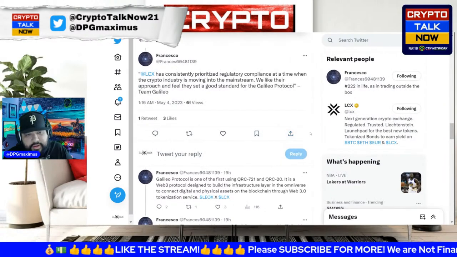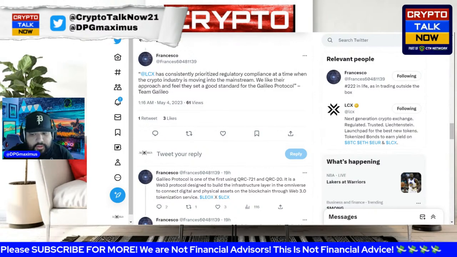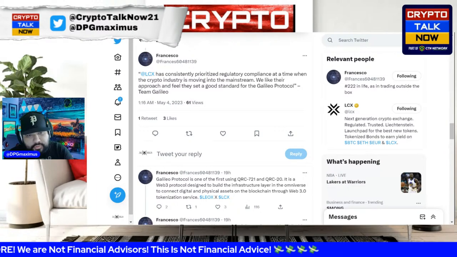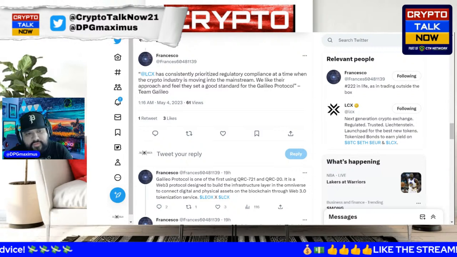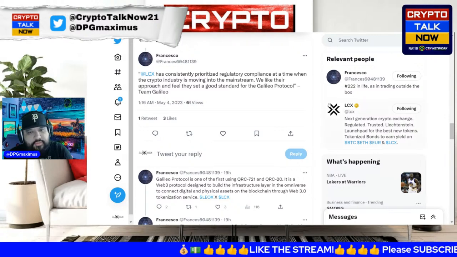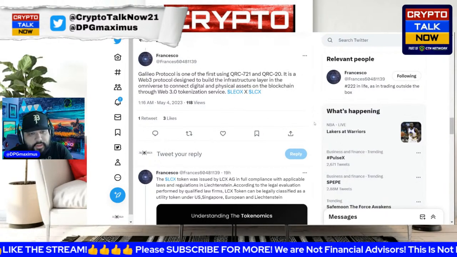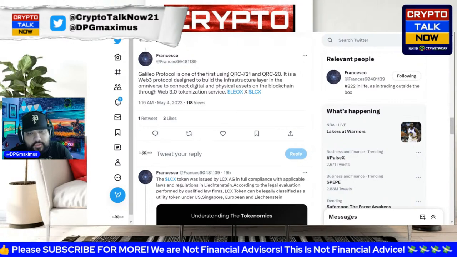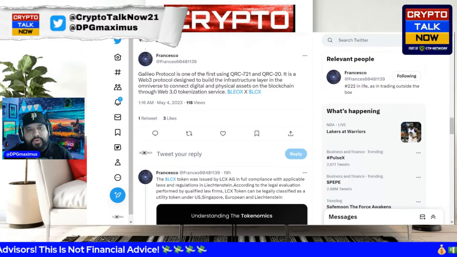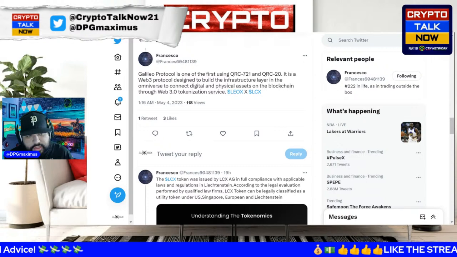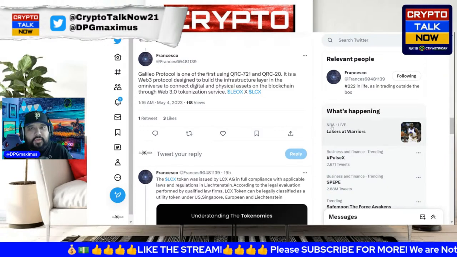LCX has consistently prioritized regulatory compliance at a time when the crypto industry is moving into the mainstream. And we have seen it go more mainstream lately. There's some big players that are coming into the mix. It says, we like their approach and feel they set a good standard, for the Galileo Protocol team, said, of course, Team Galileo. Galileo Protocol, right, Leo X, as we know, is the first QRC721 and QRC20 token provided from Quant. It is a Web3 protocol designed to build the infrastructure layer in the Omniverse to connect digital and physical assets on the blockchain through Web3 tokenization service, aka LeoX on LCX.